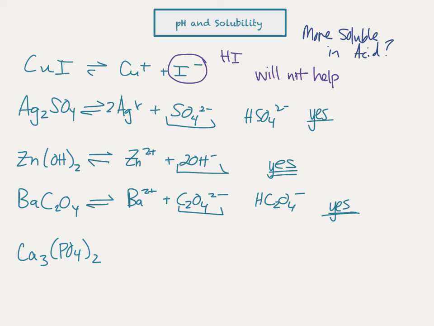Okay, last one. Calcium ions, lots of them, and phosphates. Okay, again, you'll have to check your polyprotic acid list to see how this one helps. The phosphate is going to be the conjugate base of this particular proton removal. So yes, adding protons to solution will help dissolve our last compound, calcium phosphate, as well.